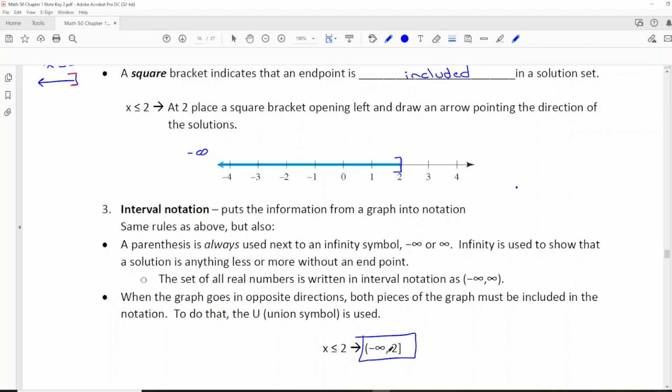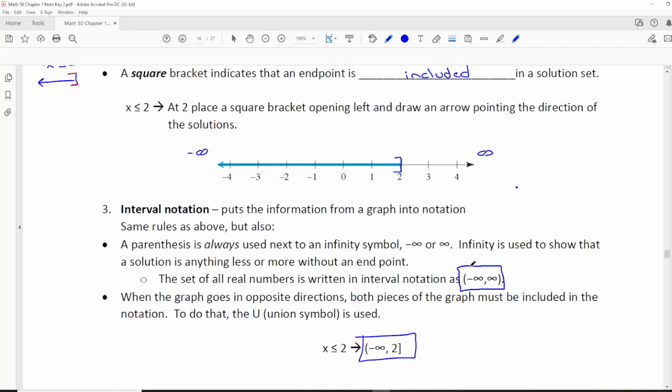So on the next page, we're going to look at all the different sets that we can come up with. But the one thing I really want to point out is that if a graph goes all the way to the left, it goes down to negative infinity. If it was to go all the way to the right, it would go to positive infinity. But you're always, always, always going to use a round bracket on your infinities.